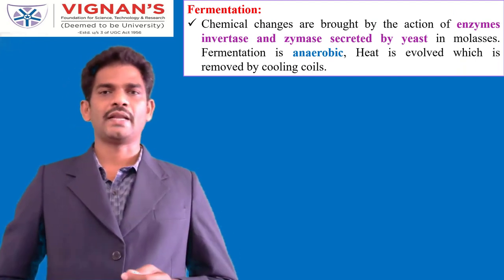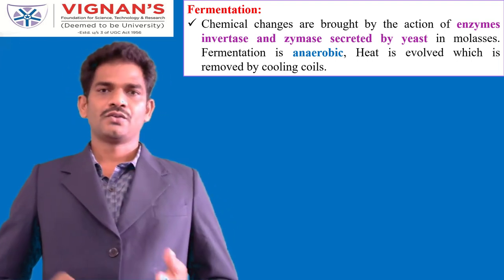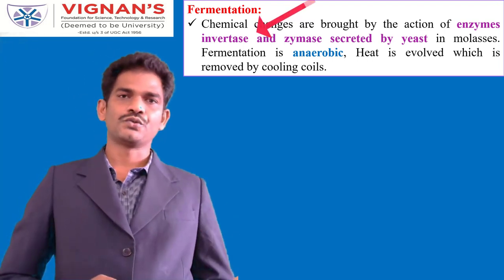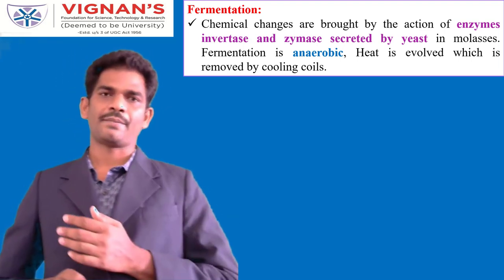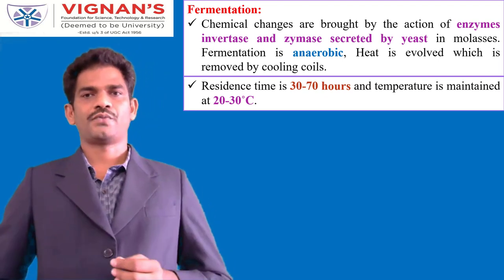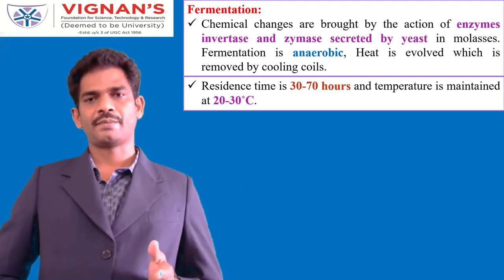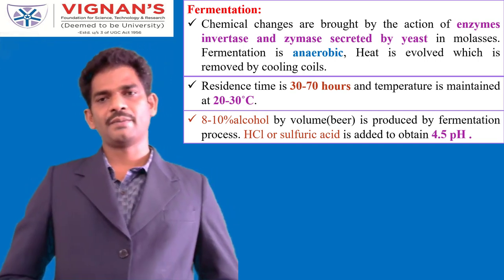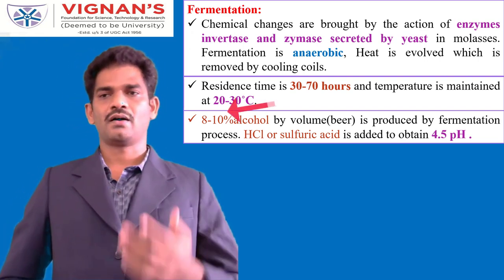Fermentation is basically a chemical change brought about by the action of enzymes secreted by the yeast cells. Our yeast cells release invertase and zymase enzymes, which are essential for converting simple sugars into alcohol. The ethanol fermentation process is an anaerobic process, and during fermentation the heat liberated is removed by cooling coils. The overall time for completion of the fermentation process is 30 to 70 hours. You have to maintain the fermentation temperature at 20 to 30 degrees, and the pH at 4.5. The pH control can usually be done using HCl. By the fermentation process, you can produce 8 to 10% alcohol.